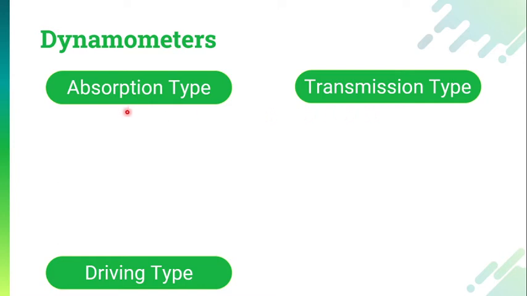So what is the basic difference between absorption type and transmission type? In the absorption type, whatever energy we use for the measurement purpose is going to be wasted. In the transmission type, the energy we use for the measurement purpose is transmitted into another form, so that energy is not wasted, it is just transmitted from one place to another. Now the third category of dynamometers is the driving type.